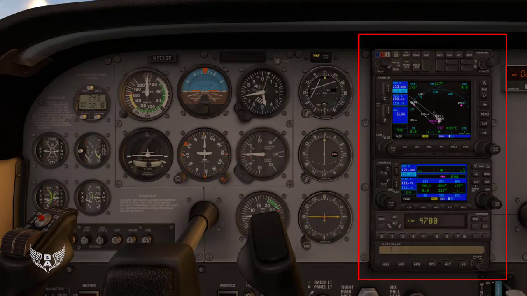Below that, we have a transponder, which indicates to air traffic control what your identification is while you're in the air. And finally, at the very bottom of the avionics stack, we have our autopilot, which becomes a very important piece of equipment as we're flying around.